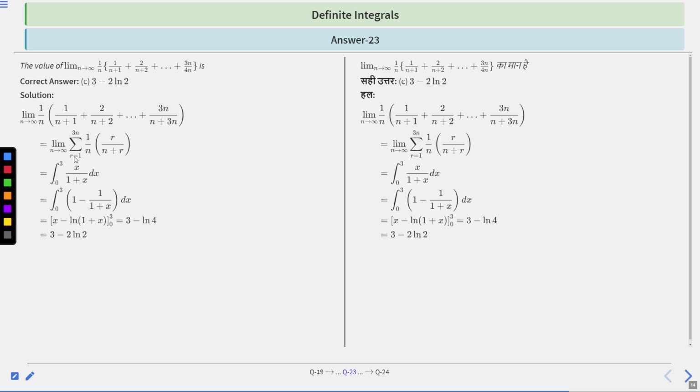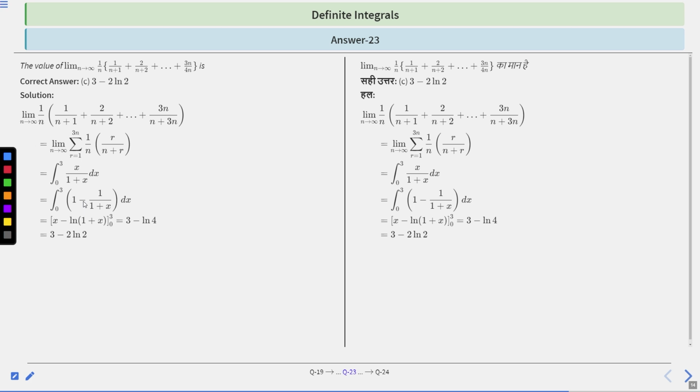Clear? So it will be integration from 0 to 3. Why is it 3? Because r is equal to 1 to 3n. So the limit is between 0 and 3, and r by n upon 1 plus r by n. Therefore, r by n is x, so x upon 1 plus x, and 1 by n is dx. As you can see, this becomes very easily integrable: integral from 0 to 3 of x upon 1 plus x dx.